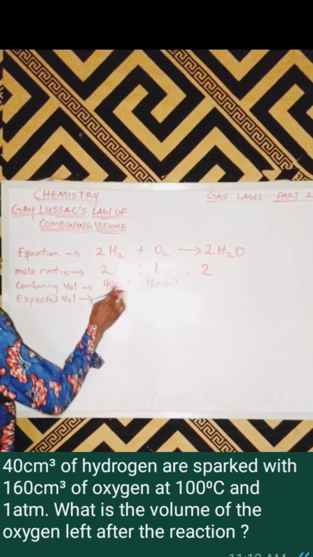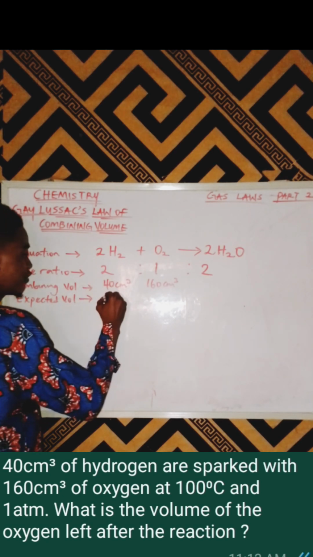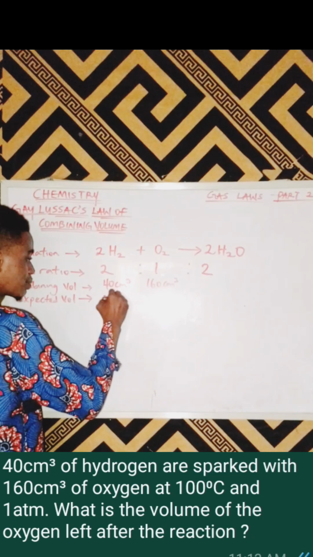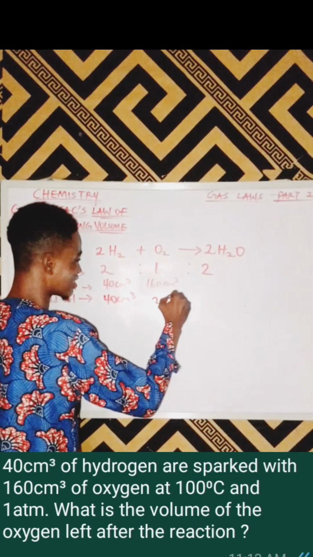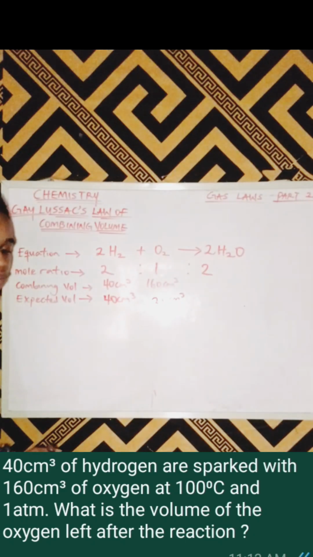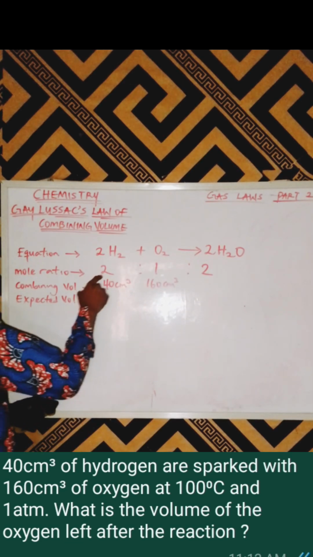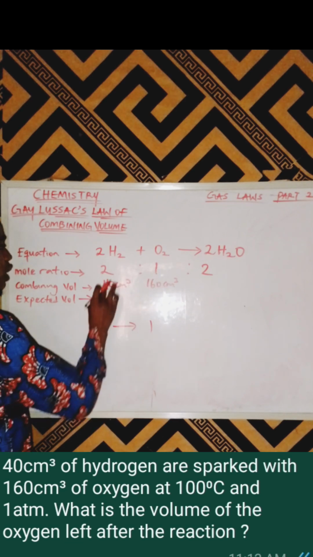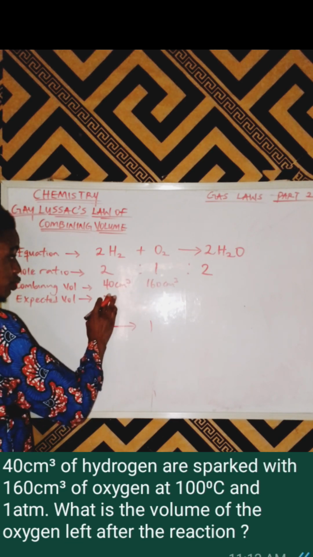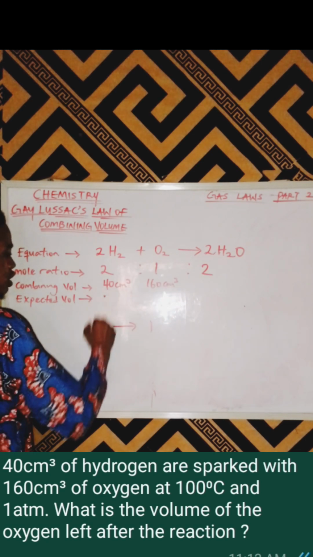So I'm going to use the expected combination. The expected volume of combination: if here is 40 cm³, oxygen is going to be 20 cm³. All this is clear. Or if you don't want to use this, there's a calculation you can do. I have 2:1. So I'm going to use hydrogen to determine, because hydrogen is the limiting reagent and oxygen is in excess. So now I have 40 here.